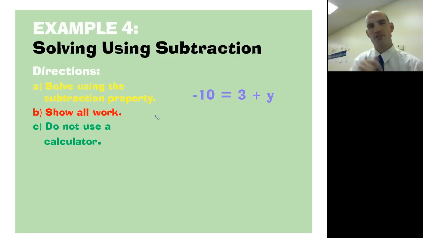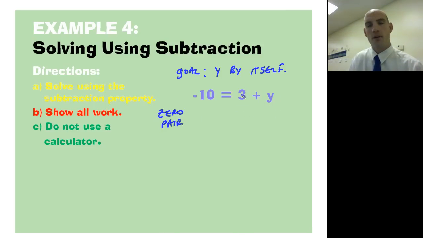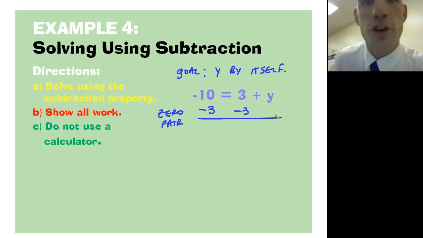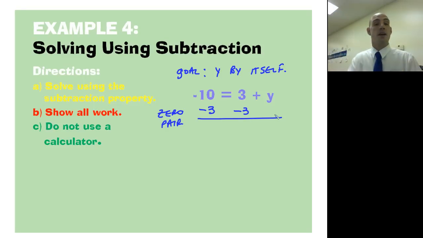A little bit different here, we switched it around, but remember, my goal is to get the variable by itself. If I want y by itself, what is with y? Well, the 3 is with the y, so I'm going to do a zero pair. I need to get rid of whatever it is that's with y. Well, this is a positive 3, so to get rid of it, I need to subtract 3. But I must do the same thing to both sides.